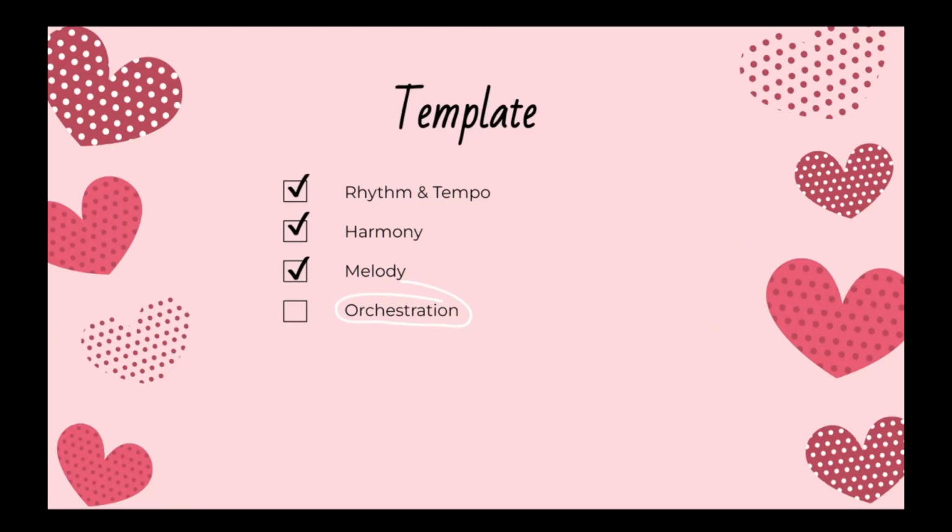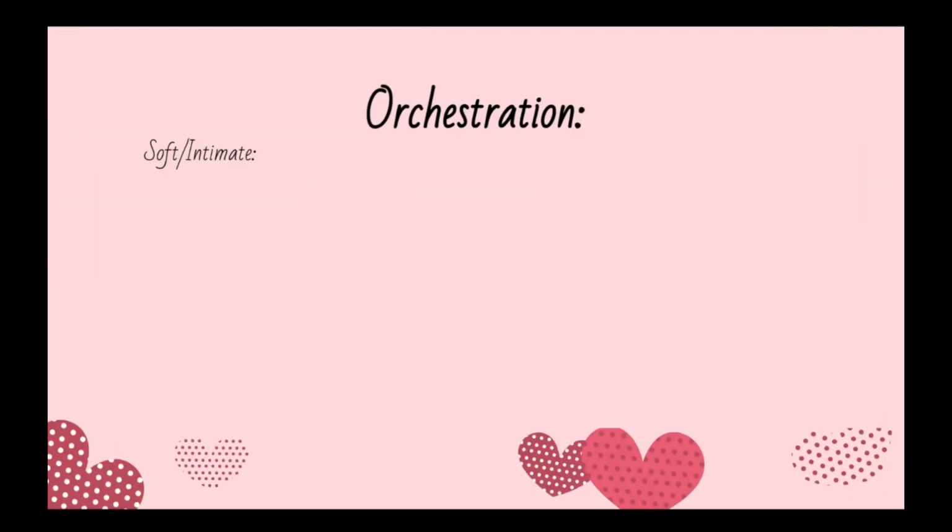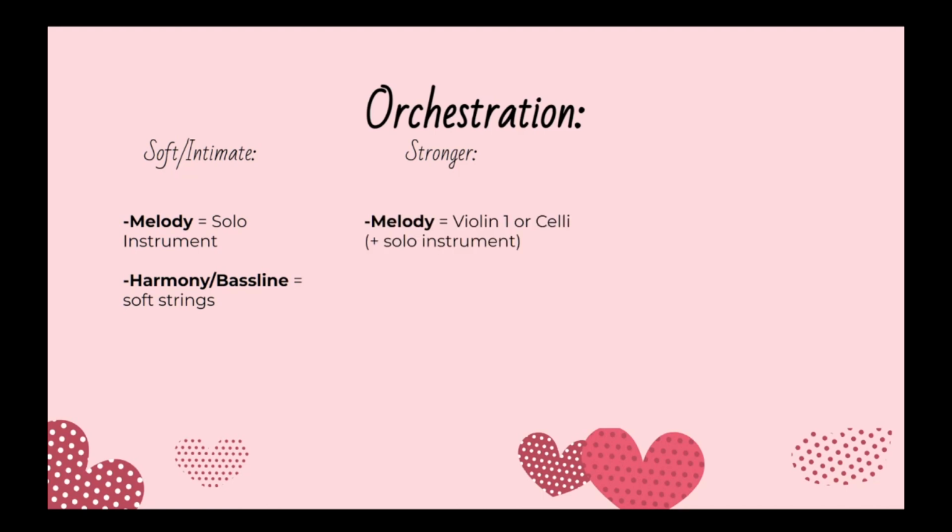So now that we have our melody and harmony figured out, the last defining characteristics of a love theme all have to do with orchestration. Typically, when a love theme needs to be soft and intimate, it will be orchestrated as just some combination of a solo instrument performing the melody with soft strings on the harmony and bass line. If you need something a little stronger, it can be as simple as doubling or replacing the solo instrument with one of the 5 string families, typically either violin 1 or cello. If you wanted to get a little more nuanced, you could consider writing a countermelody and having another string family perform that as well.